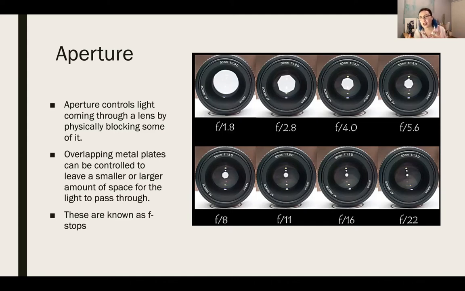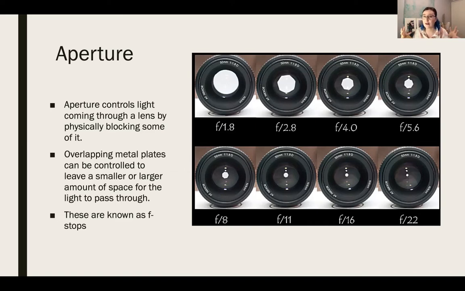F1.8 to f22 is a pretty wide range. Probably 2.8 to 22 is fairly standard. If you have less than that, that's okay. I know some of you do. It should be fine for the purposes of this class, but just so you know, it does typically range from 1.8 to 22, and that's really wide.